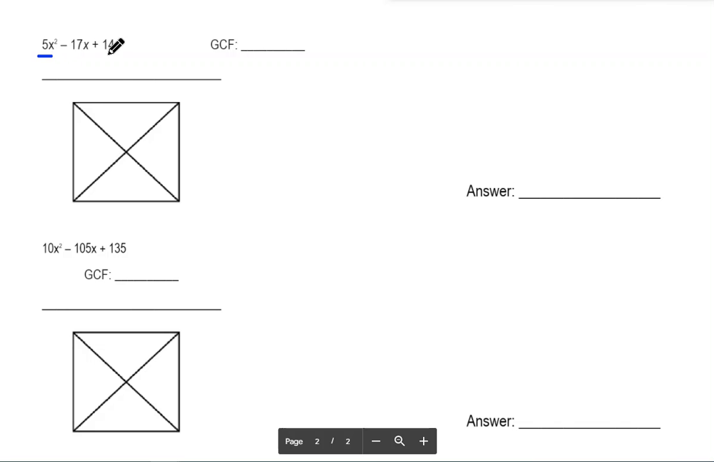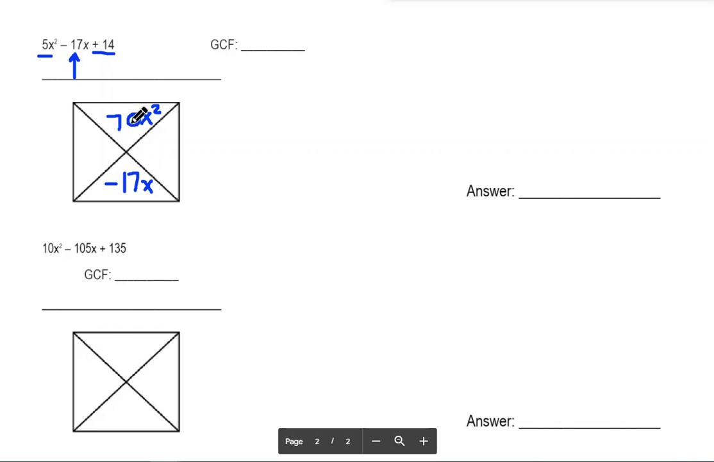So all I do is I take my first term and my last term, and I'm going to multiply them together. So 5 times 14 is going to give me 70x squared. And then I'm going to take my middle term and put that down here, negative 17x.